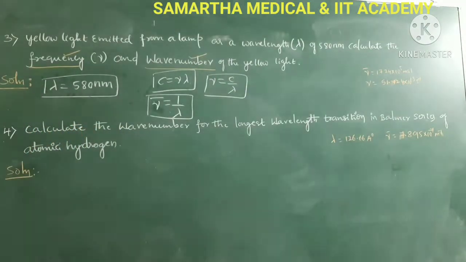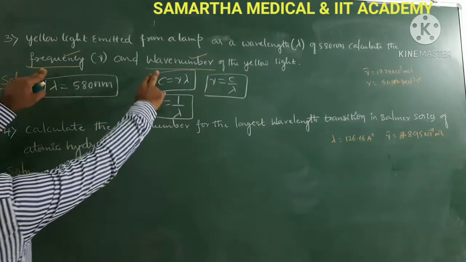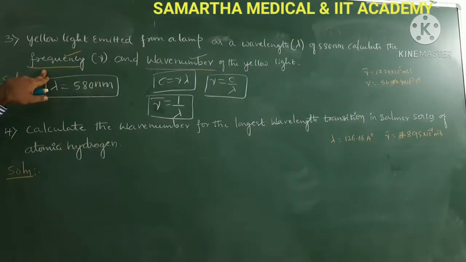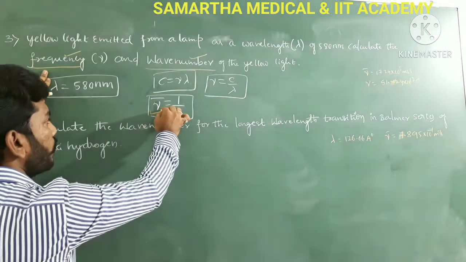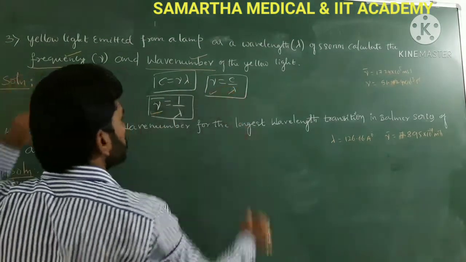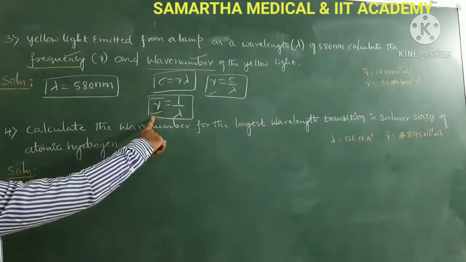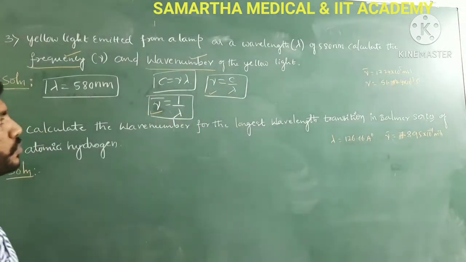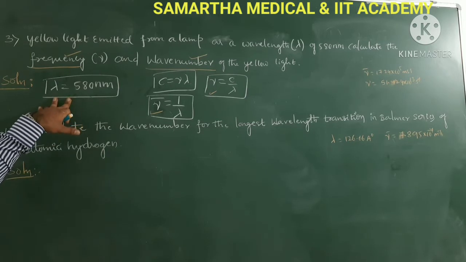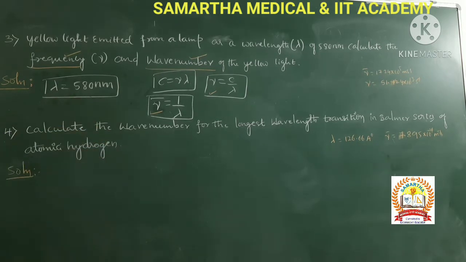In order to find these two parameters, we have to know the two equations. One is for nu bar, the wave number, and another is for frequency. So we have two equations, and by making use of them we are going to calculate or simplify this numerical. So let's take the given values in this equation, that is lambda equals 580 nanometer.